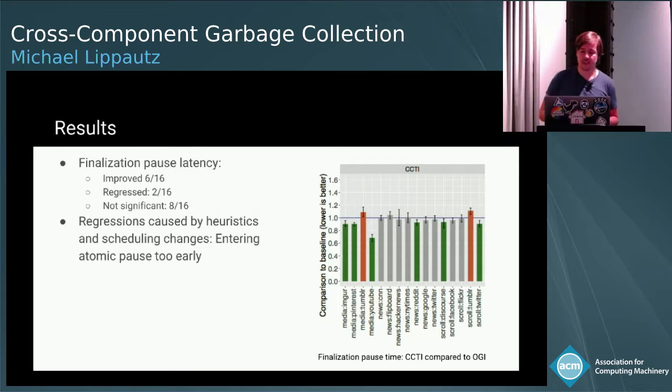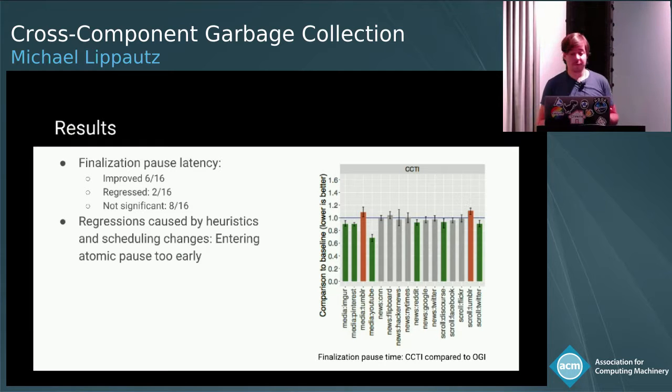So how does this look? The graph on the right, and there are many graphs like this in the paper, is for the finalization pause, where we compare the incremental version of cross-component tracing against the baseline. On the x-axis, you see the web pages, and on the y-axis, you see the comparison against baseline using the estimated result of the rank sum test. We say that the result is significant if its 95% confidence interval does not include the 1.0 value, which would mean that they are equal.